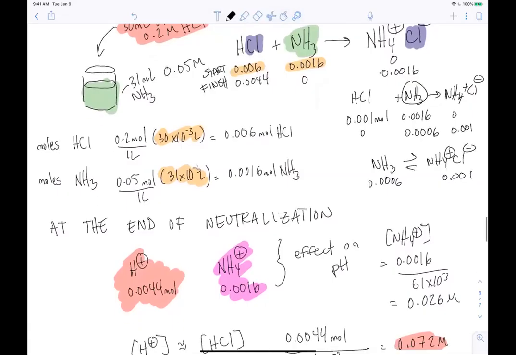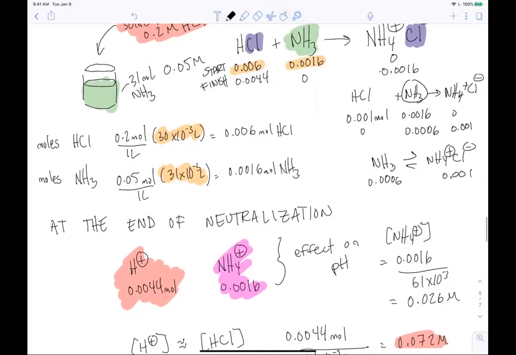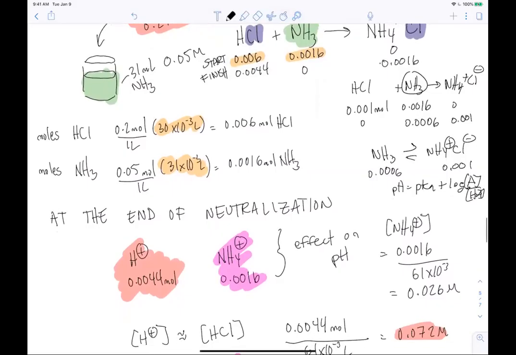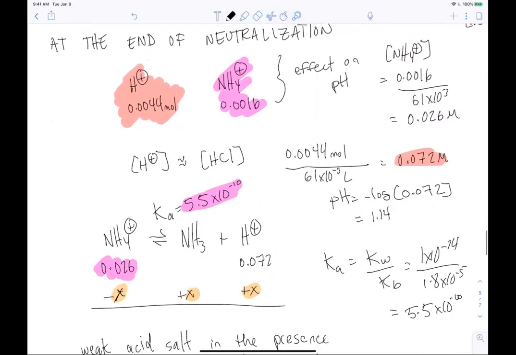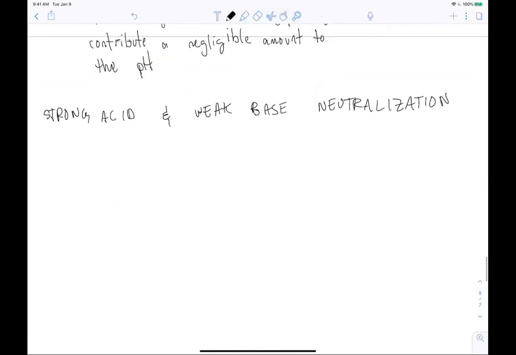So here, at this point, you have a buffer, really. So I guess I could work through this. Here you could probably use the pH is equal to the pKa plus the log. So before the equivalence point, after you've added a little bit of acid, you have a buffer. Let's just look at this exact problem.